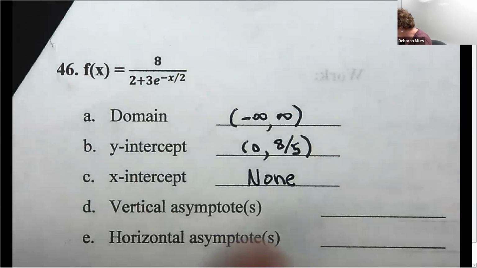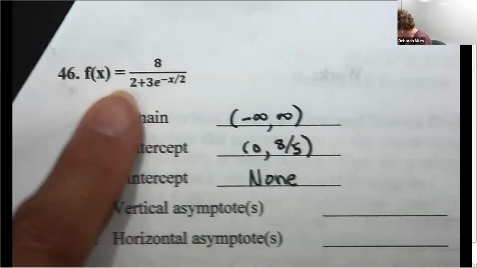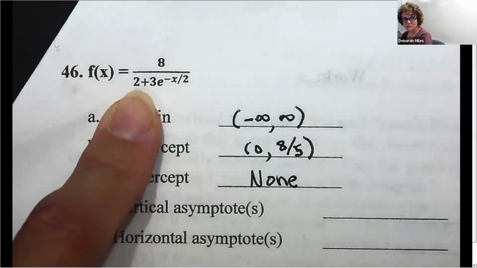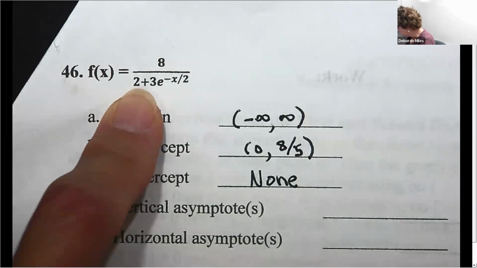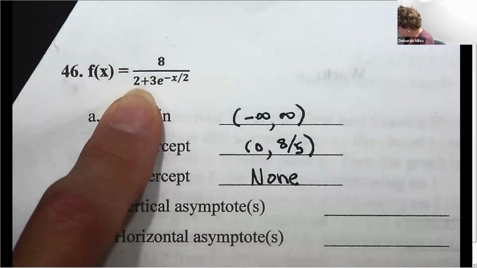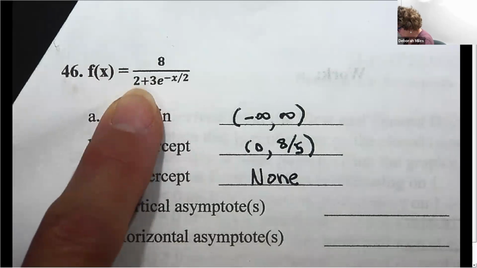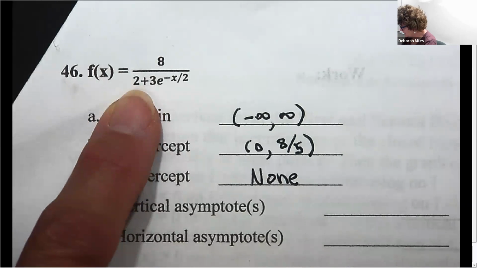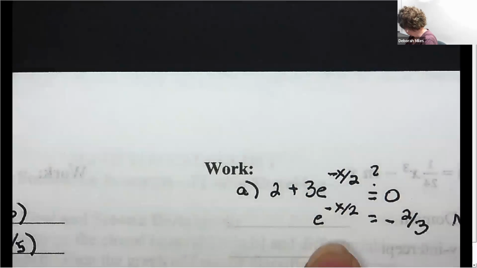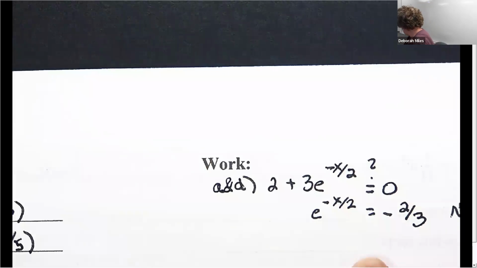What about vertical asymptotes? Since that's a fraction, it is possible that we have a vertical asymptote. Do we? We already said there's nothing that makes that denominator equal 0. So that was really the work for A and B. There's nothing that makes the denominator 0, so there's no vertical asymptote.